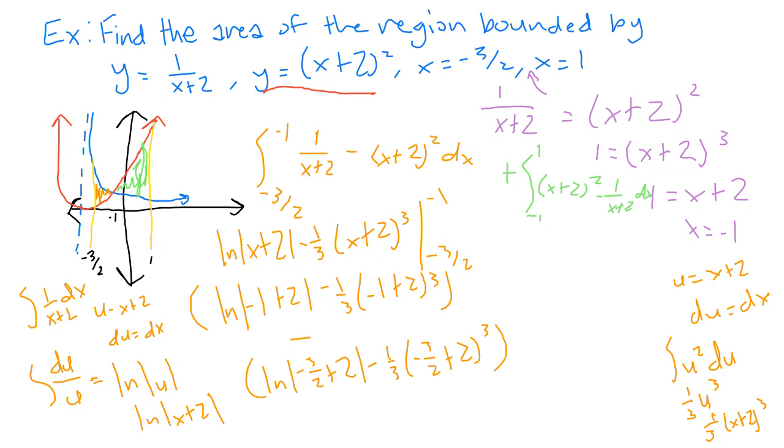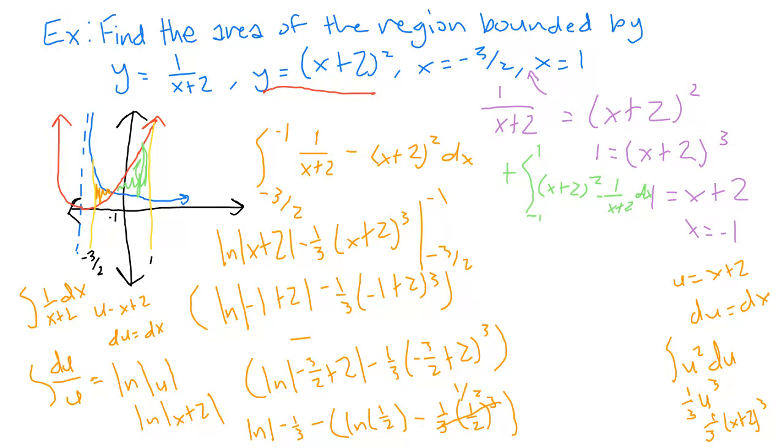All right, so if we go ahead and plug this in, we get natural log of 1 minus 1/3 times 1 cubed, so just 1/3, minus, in our parentheses, we're going to get just natural log of 1/2, minus 1/3 times 1/2 cubed. 1/2 cubed is 1/8, times 1/3 is 1/24.